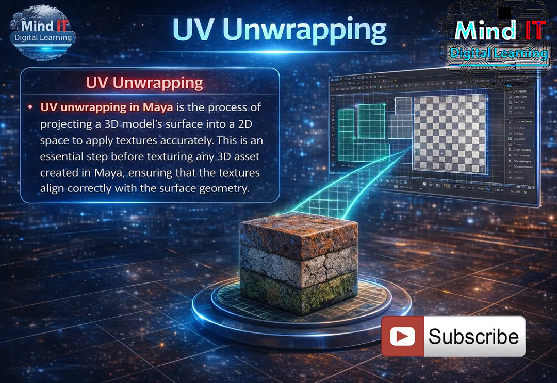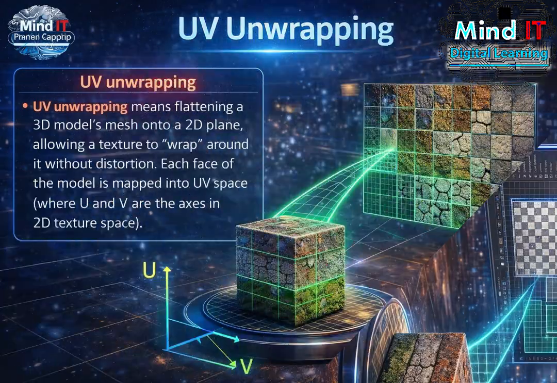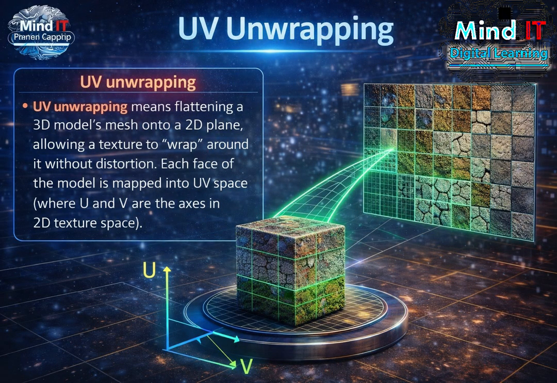What is UV unwrapping? UV unwrapping in Maya is the process of projecting a 3D model surface into a 2D space to apply textures accurately. This is an essential step before texturing any 3D asset created in Maya, ensuring that the textures align correctly with the surface geometry. UV unwrapping means flattening a 3D model's mesh onto a 2D plane, allowing texture to wrap around it without distortion. Each face of the model is mapped into UV space.